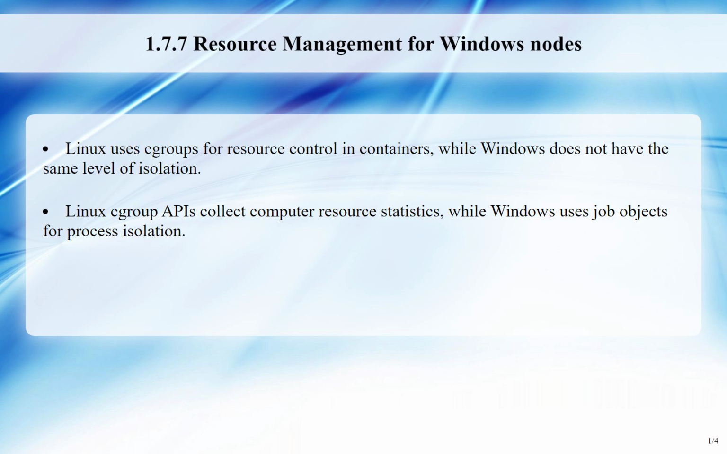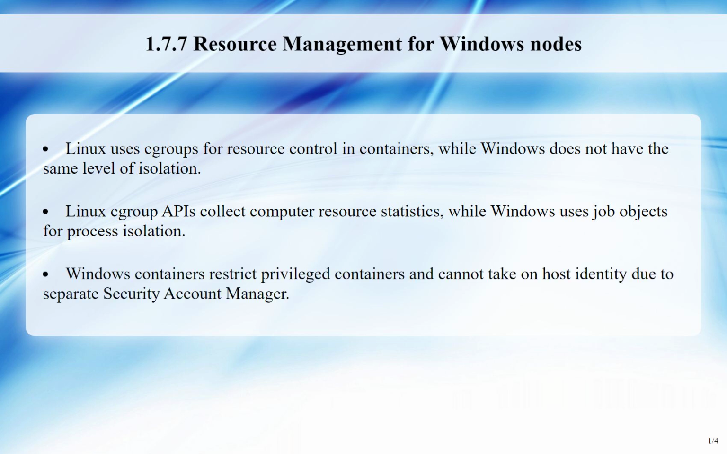On the other hand, Windows uses job objects for process isolation with system namespace filtering. Windows containers require namespace filtering for security, resulting in no availability of privileged containers. Additionally, Windows containers cannot assume the identity of the host due to a separate security account manager.